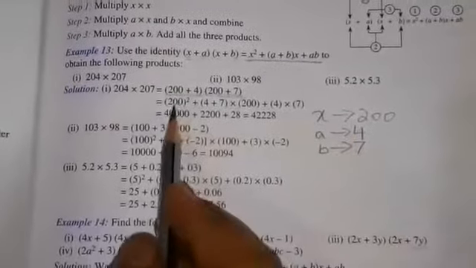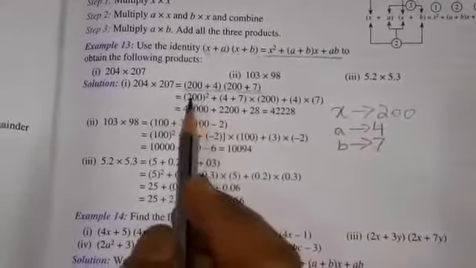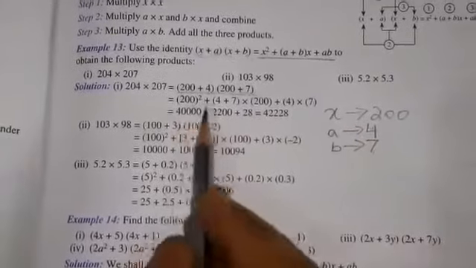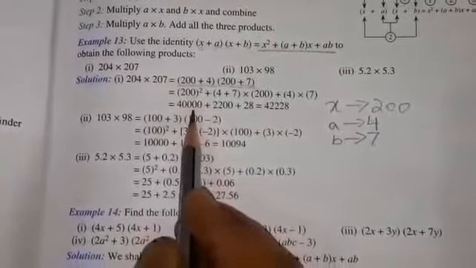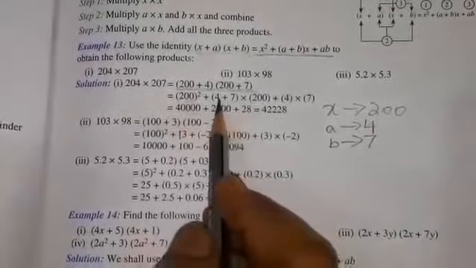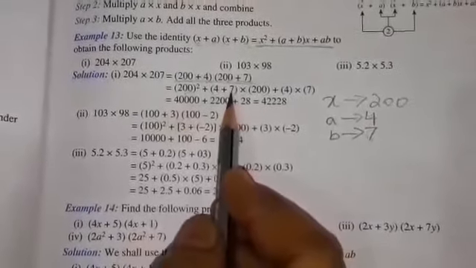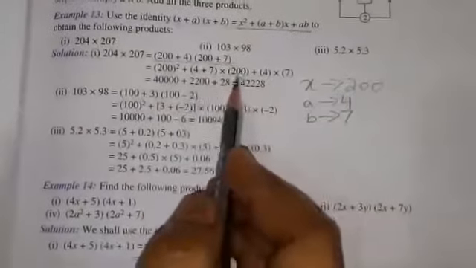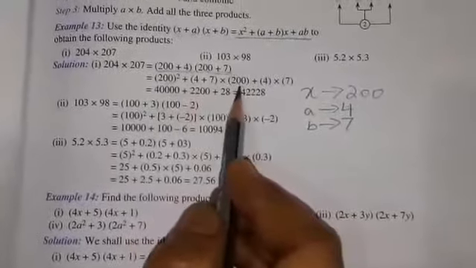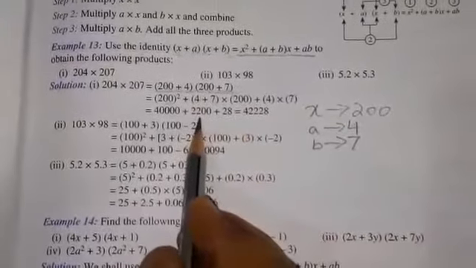That's it. 200 square is 40,000. 2 twos are 4, and when you square it, we get double the number of zeros. So 2 zeros here, so we have 4 zeros in the product. And here 4 plus 7 is 11. 11 into 200, because it is (a + b) into x. So 4 plus 7, 11 into 200. So that is 2200.